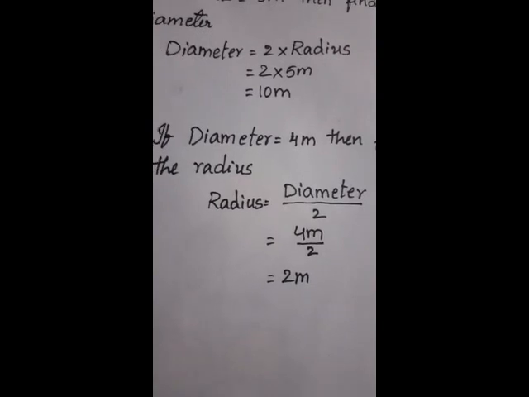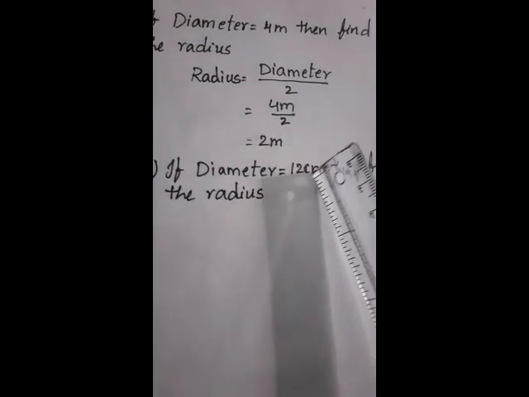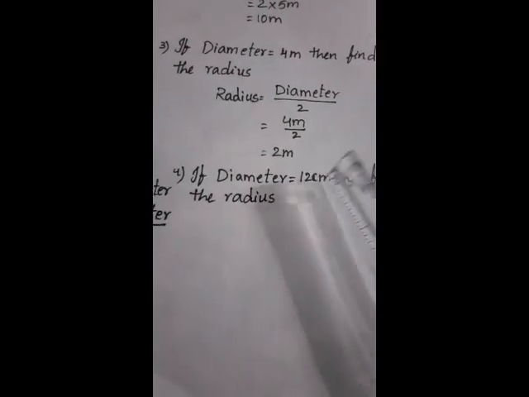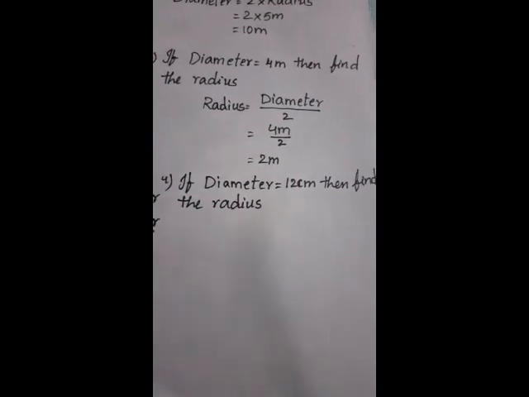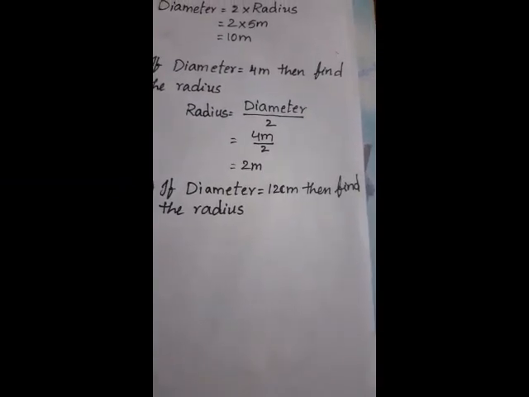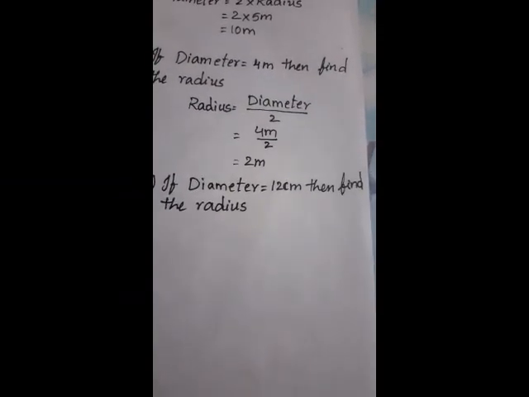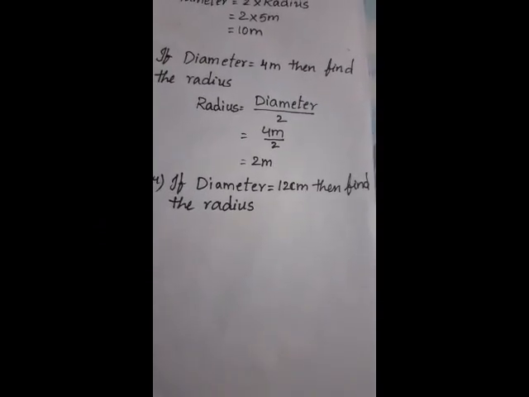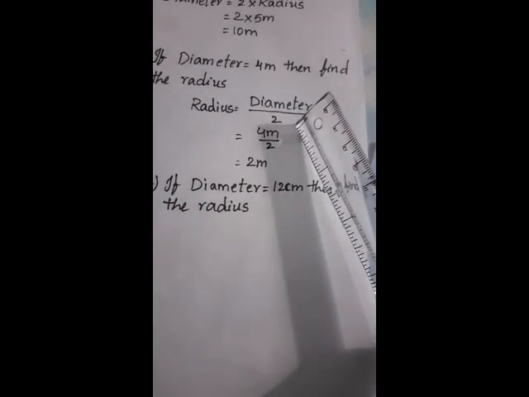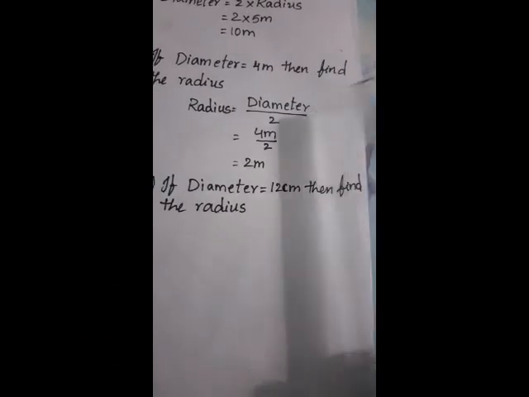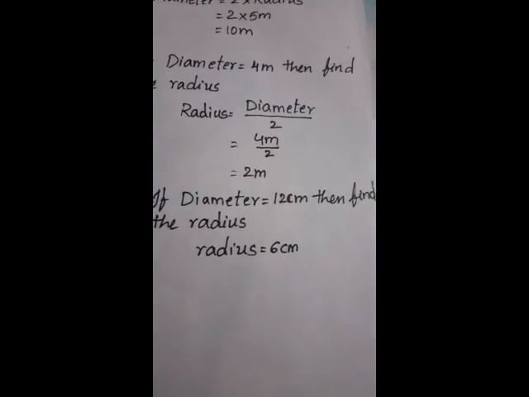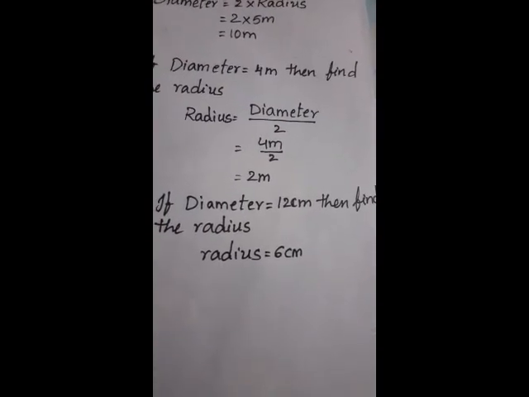Okay, another sum. If diameter is equal to 12 centimeters, then find the radius. Diameter is 12 centimeters, then radius is how much? Half of the diameter. Half of 12 is how much? Yes, 6. So directly you can write radius equal to 6 centimeters. Or you can apply the formula: diameter by 2 means 12 centimeters by 2, which is 6. Like that also you can do. So radius is equal to 6 centimeters. You understood this radius and diameter relationship.